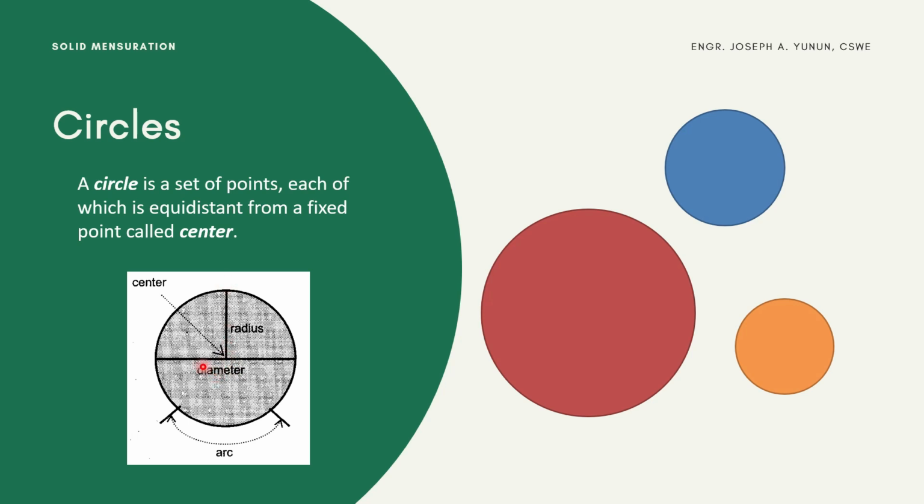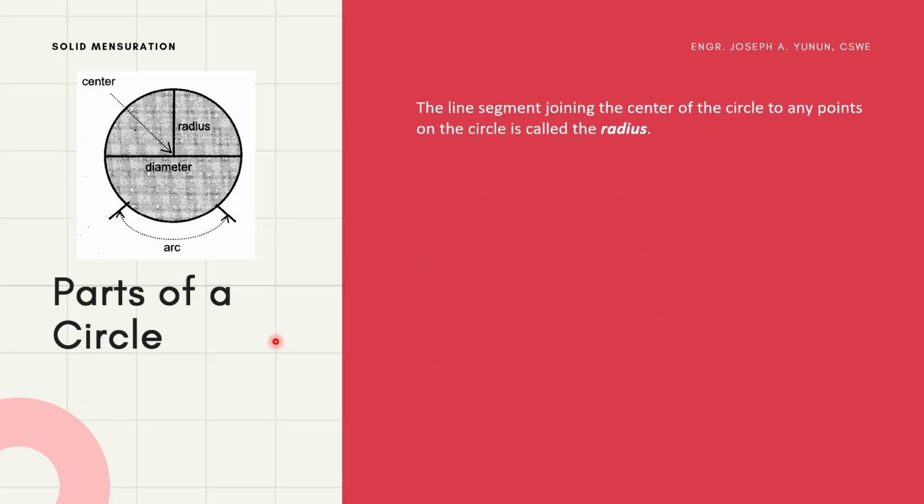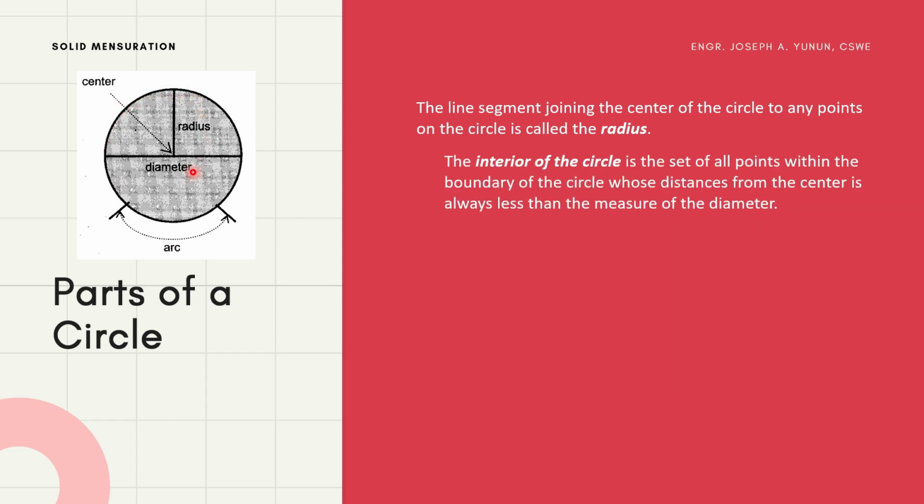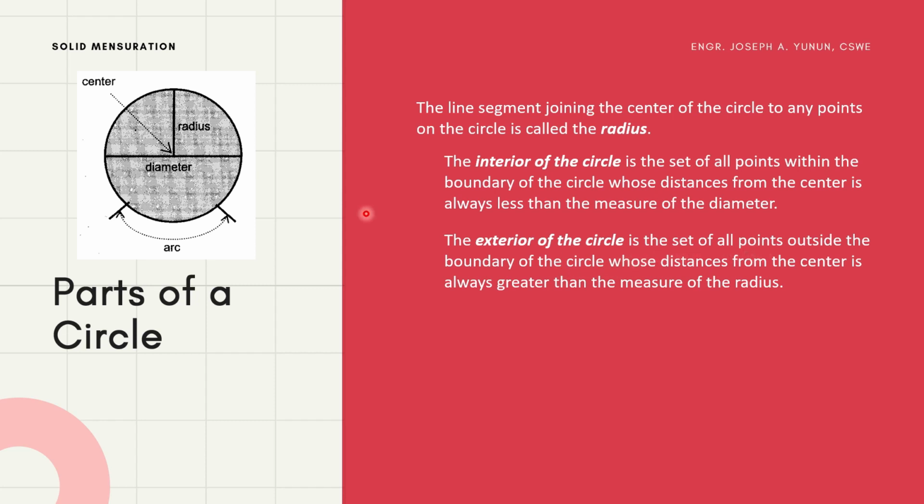So probably you have an idea of what the basic parts of a circle are. You have the radius and the diameter, where the diameter is twice the radius. The radius is the line segment joining the center of a circle to any point on the circle. Then the interior of the circle is the set of all points within the boundary of the circle, whose distances from the center are always less than the measure of the radius. Then the exterior of the circle is the set of all points outside the boundary of the circle, whose distances from the center are always greater than the measure of the radius.